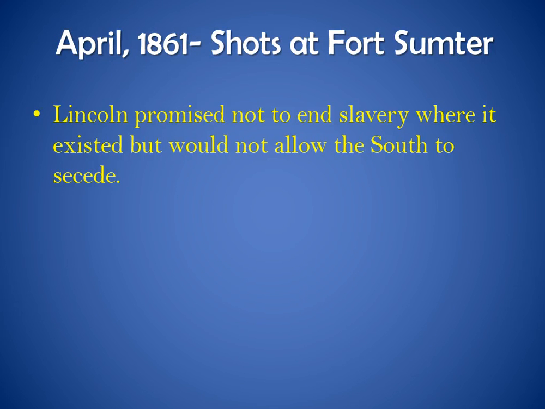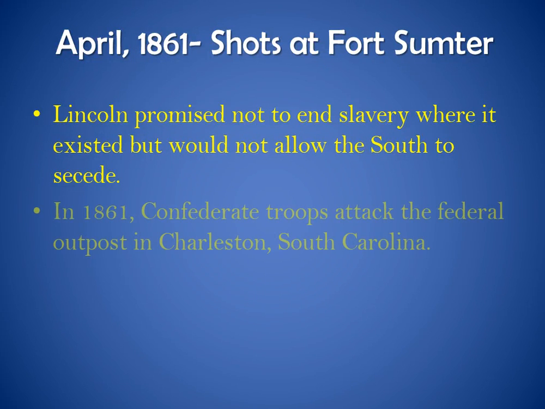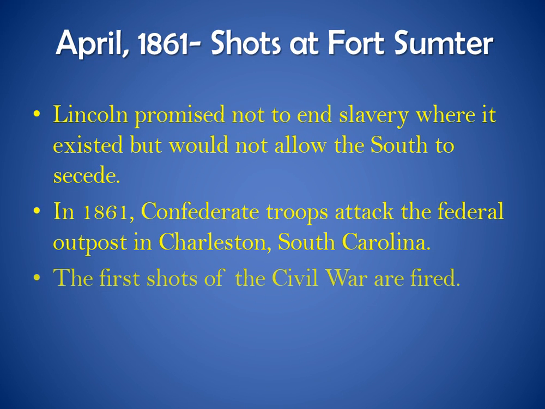Again, Lincoln promised not to end slavery where it existed, but he would not allow the South to secede. In 1861, Confederate troops attacked the federal outpost in Charleston, South Carolina. Again, the Confederates believe that Fort Sumter is in their territory, so they try to take it over. And the Northerners say, no, that's a federal fort. You can't mess with it. And this is where the first shots of the Civil War are fired.